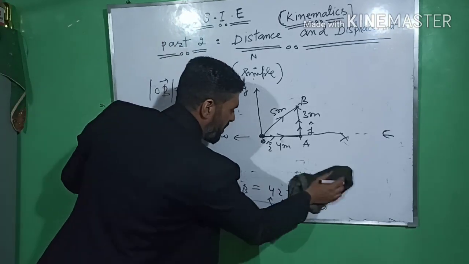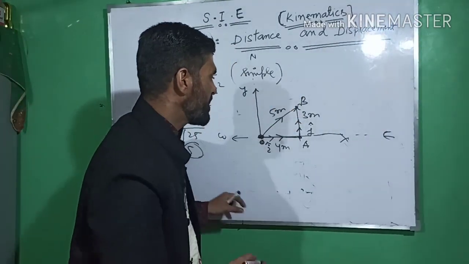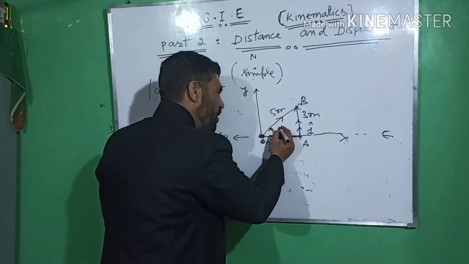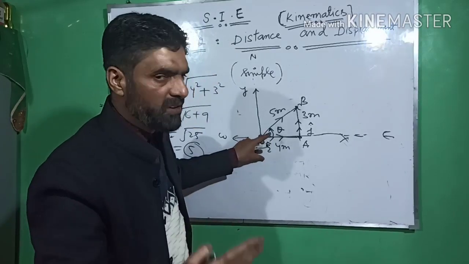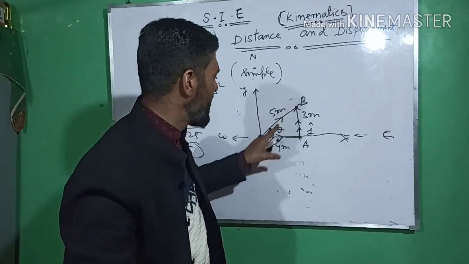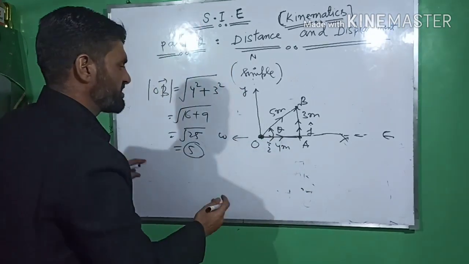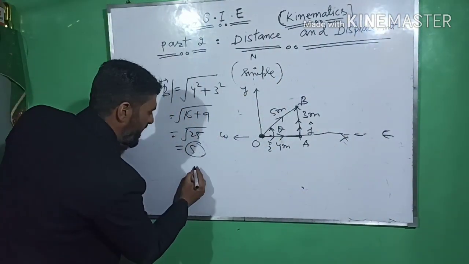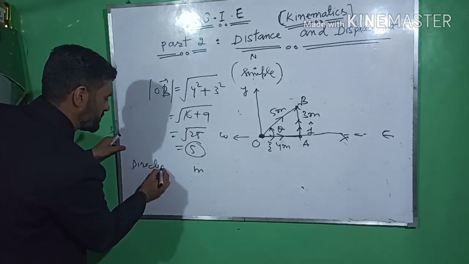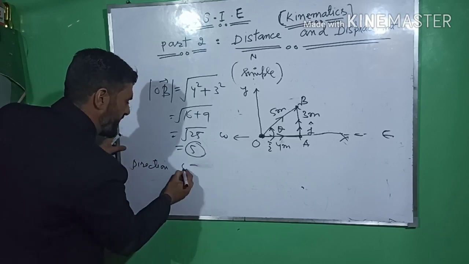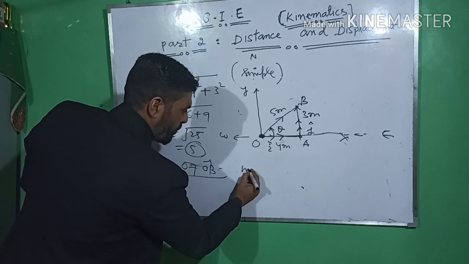I think you have got this point. Now we have to find the direction of this OB vector. That means how much angle it is forming with the direction of the x-axis, and that angle will give us the direction of this OB vector with respect to the x-axis. It is clear now, dear students. In a right angle triangle, how can we calculate the direction of the OB vector? We can calculate this like this.